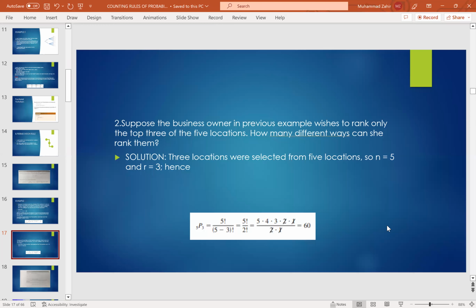Second, suppose the business owner in the previous example wishes to rank only the top 3 of the 5 locations. How many different ways can she rank them? The solution: 3 locations were selected from 5 locations, so n is 5 and r is 3. Hence, after putting in these values and dividing, she would have 60.